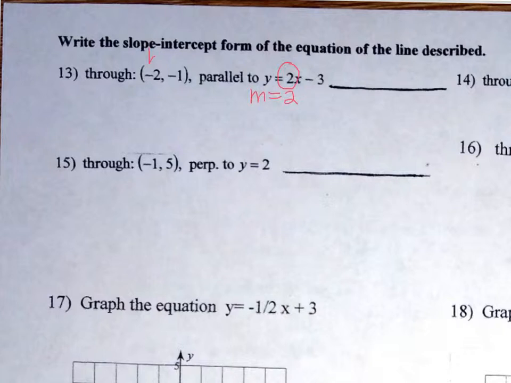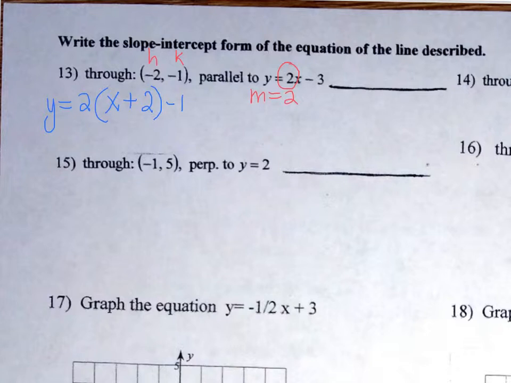And the point would be h and k. So I substitute that into the point slope formula. So that would be y equals 2 parentheses x minus minus 2, which is, what's minus minus 2? It's a plus 2. And then plus k, and k is negative 1.